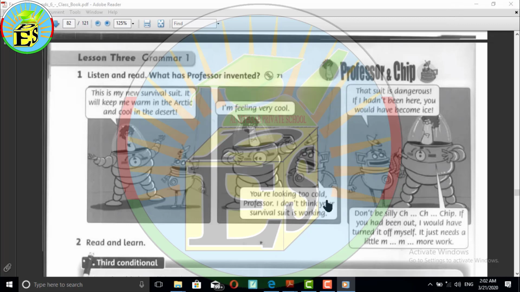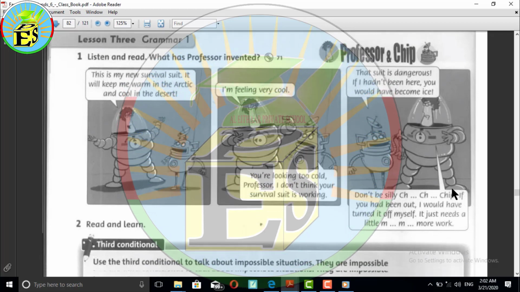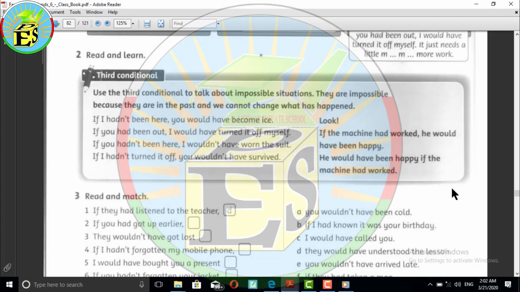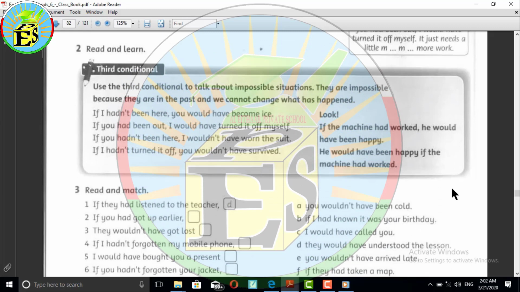Now we will complete our lesson, Chip, the funny story about Chip and the professor. Now he has a summary about the grammar. Read and learn. Read this book about the grammatical rule which we studied at the beginning of the lesson.